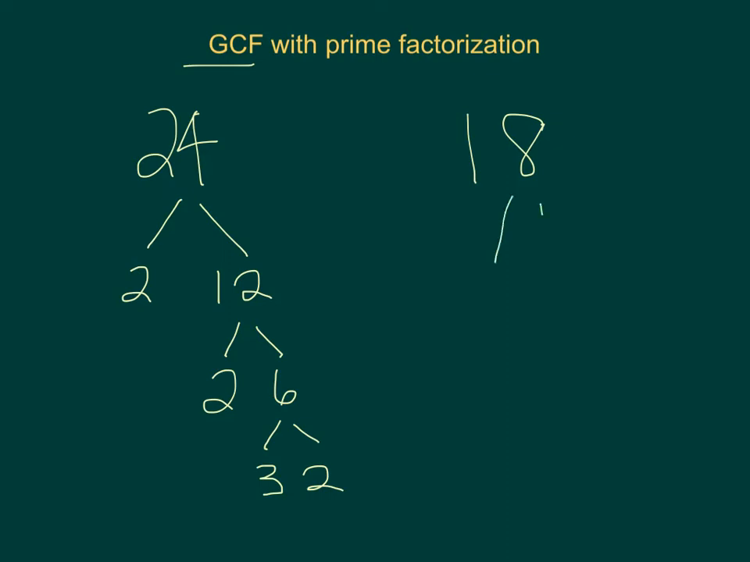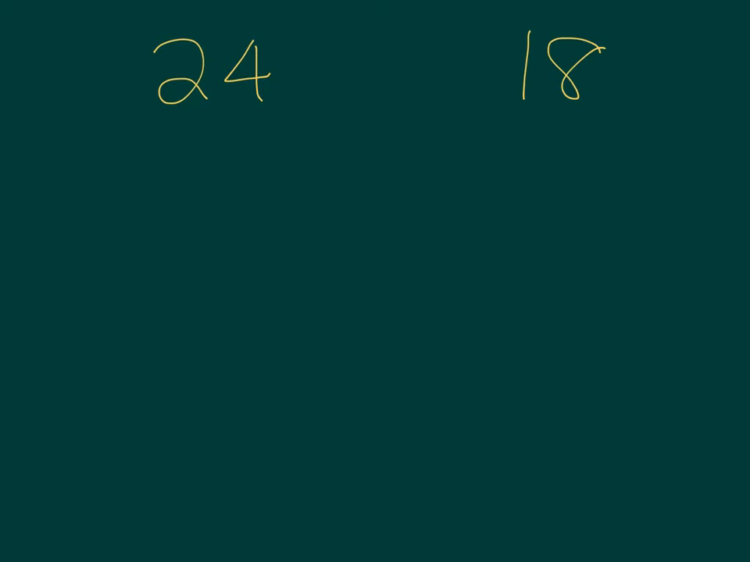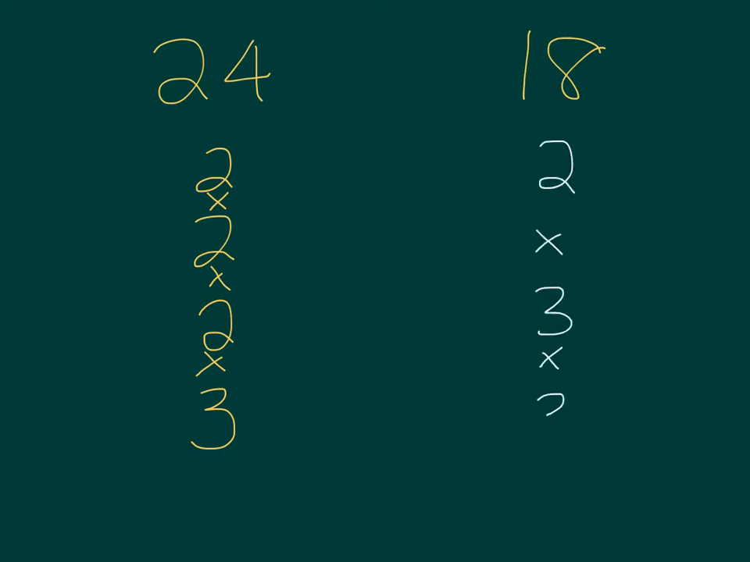And then you could break down the 18 to 9 and 2, and then break the 9 down to 3 and 3. And so you would only want to circle the things that they have in common. So if we write out the prime factorization of 24, we get 2 times 2 times 2 times 3. And if we write out that of 18, we get 2 times 3 times 3.